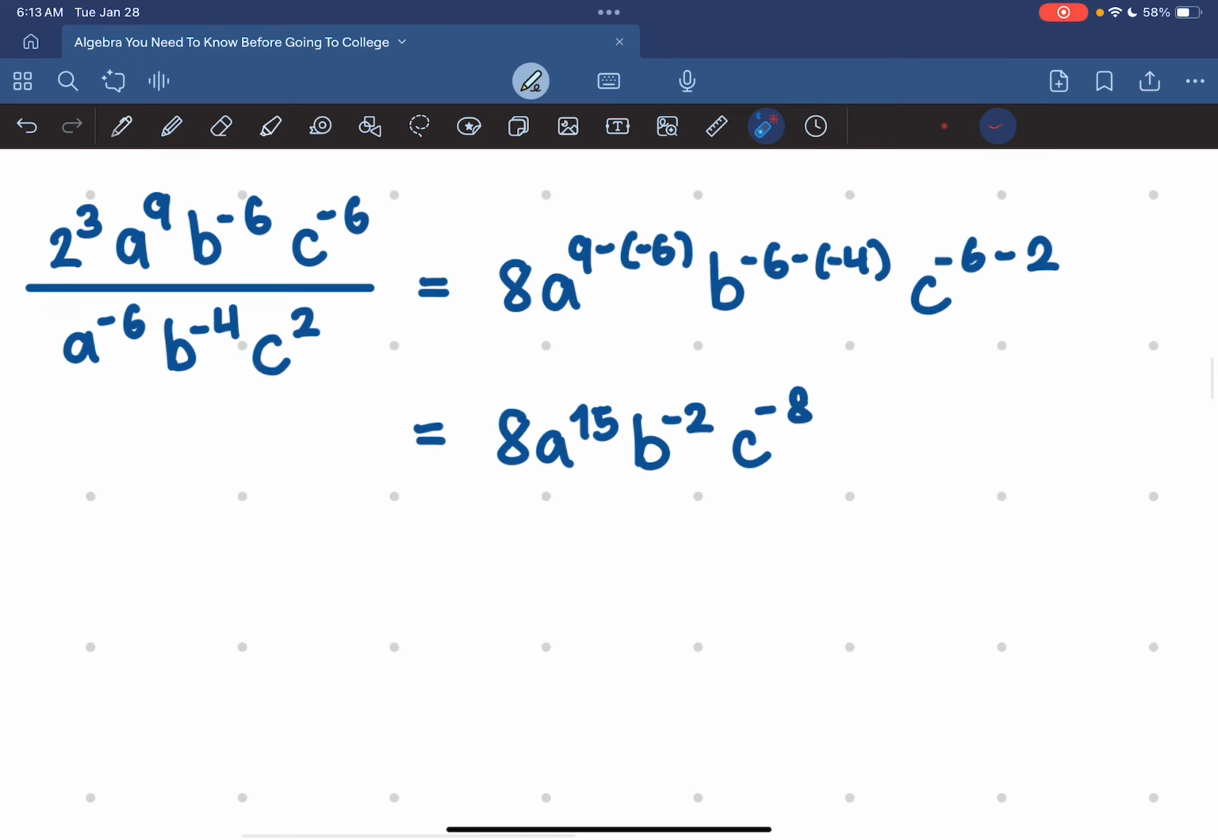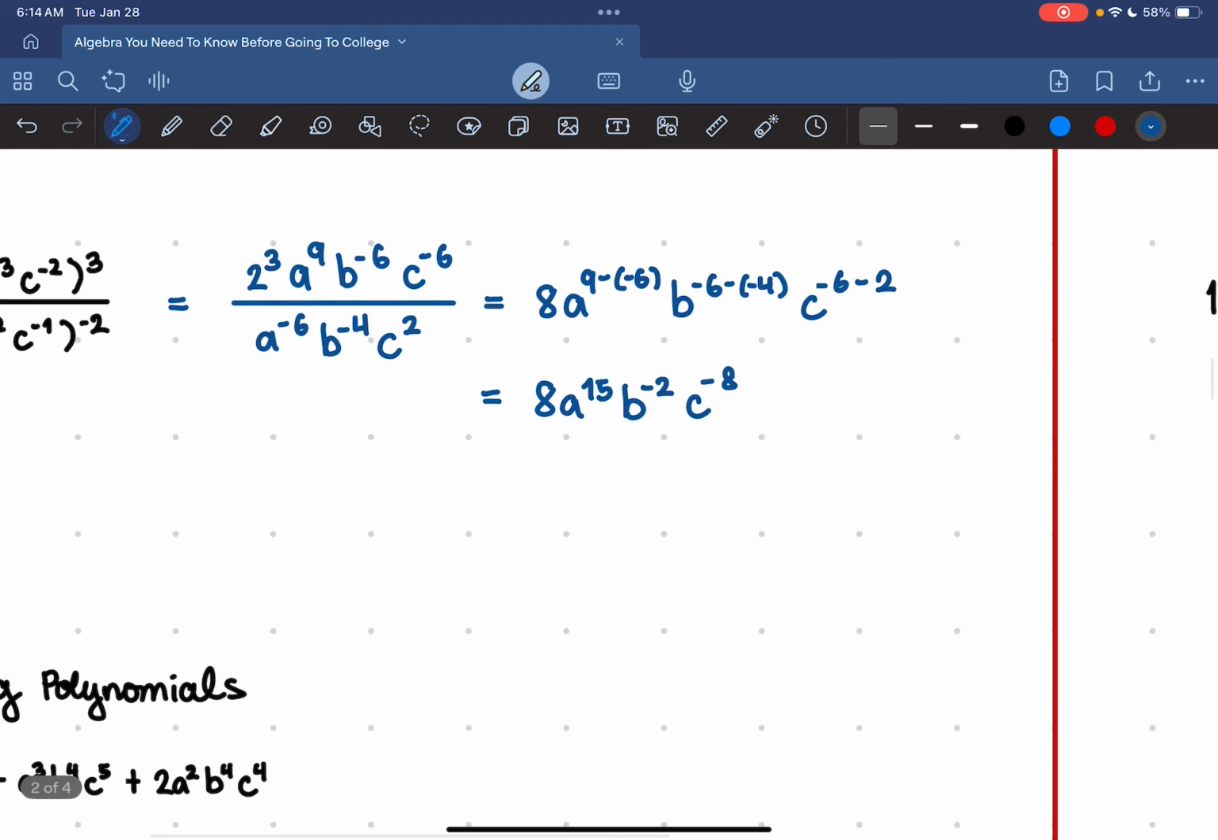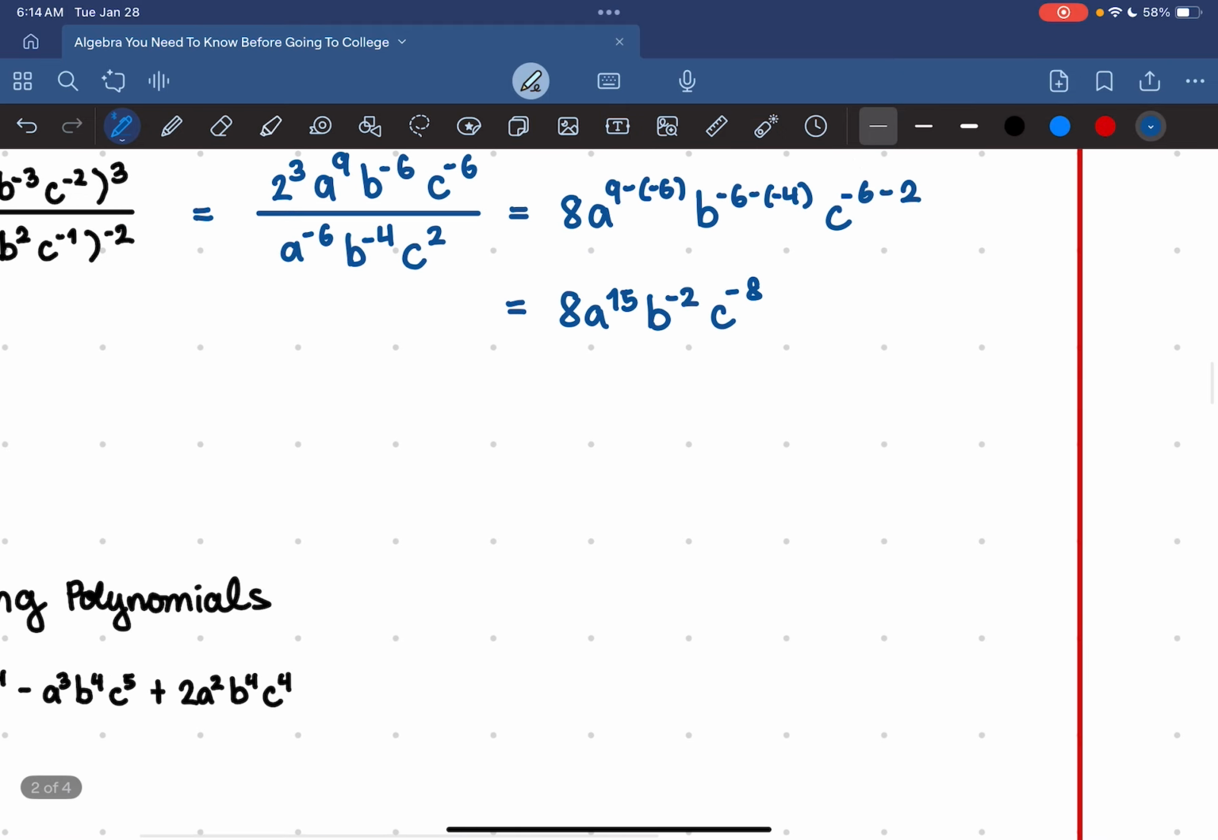And just recall that when the exponent is negative, this actually goes in the denominator. So for the final answer, we'll have 8a raised to 15 all over b squared and c raised to 8. So that will be the answer for this problem.